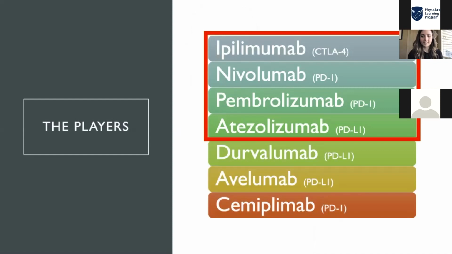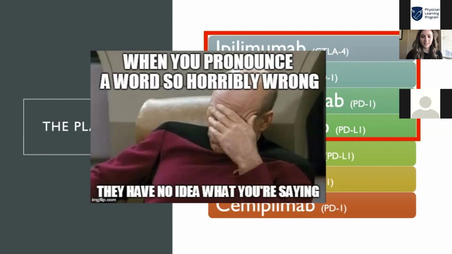In Canada, there are 7 checkpoint inhibitors that are approved for use, and the most common ones that are being utilized are ipilimumab, nivolumab, pembrolizumab, and atezolizumab. And this is still how I feel every time I have to pronounce these drugs in front of our med-onc colleagues.